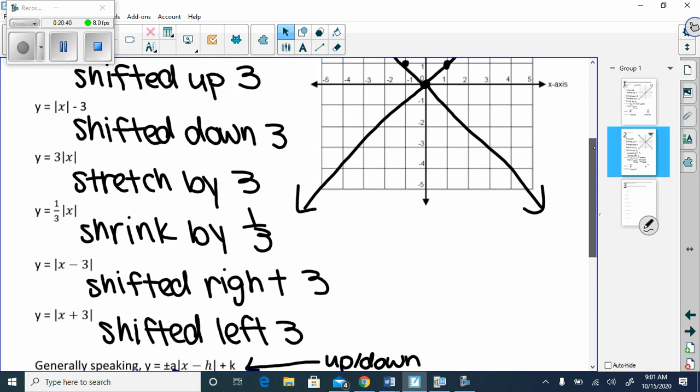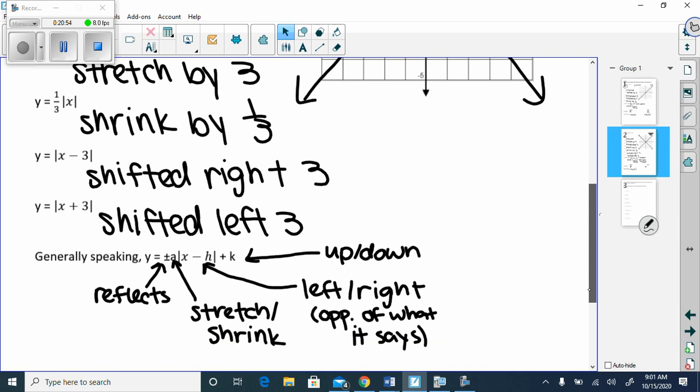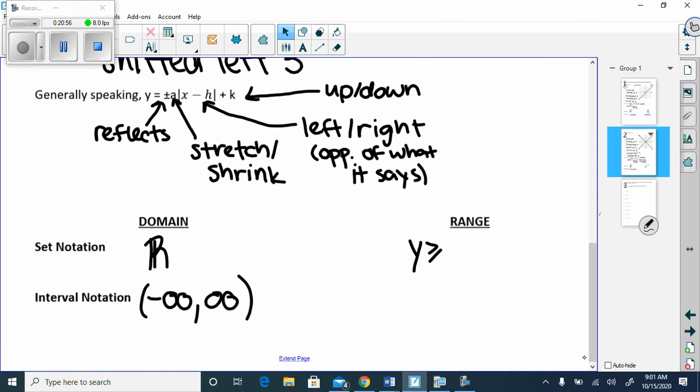So for example, the parent function starts at 0. But where did this one start? 3. So it would have started up here. So it would just be getting bigger from 3, right? So your range on these is just going to depend on where it starts, which is determined by the k value, right? That one out on the end. So it could either be greater than k, or if you have a negative out in front and it's pointing down, your y could be getting smaller than k.